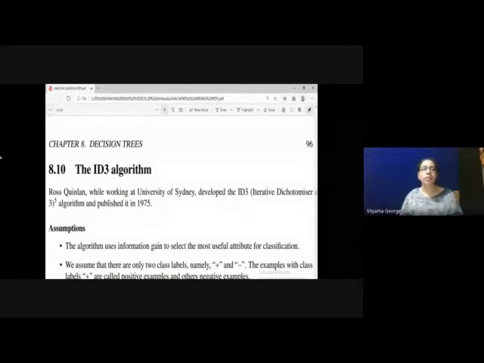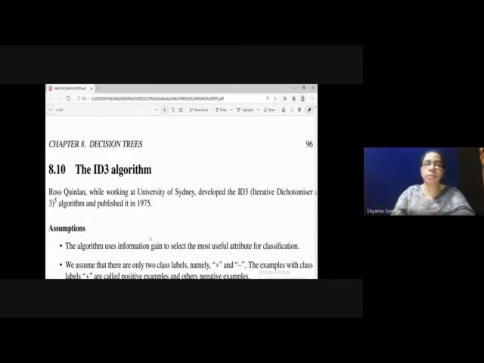So the algorithm ID3 uses certain assumptions. One is that in this algorithm, we are using information gain. There are different feature selection measures. 3 measures we have already studied, out of which we are using information gain in the ID3 algorithm. Then we assume that there are 2 class labels, namely plus or minus. The examples with class label plus are called positive examples, and examples with the class label minus are called negative examples. That means this is mainly applied in binary classification problems.